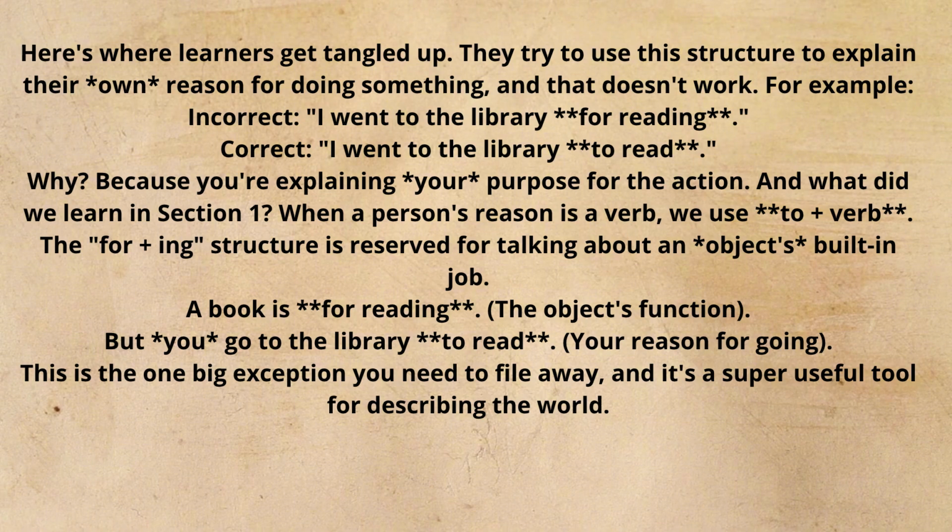For example, incorrect: I went to the library for reading. Correct: I went to the library to read. Why? Because you're explaining your purpose for the action. And what did we learn in section 1? When a person's reason is a verb, we use to plus verb. The for plus ing structure is reserved for talking about an object's built-in job. A book is for reading, the object's function. But you go to the library to read. Your reason for going. This is the one big exception you need to file away, and it's a super useful tool for describing the world.